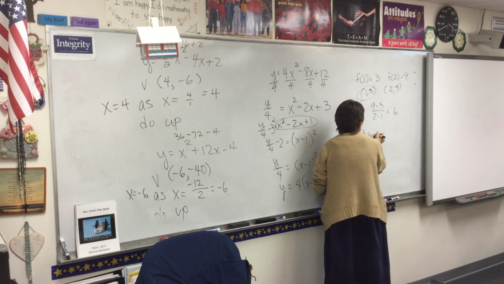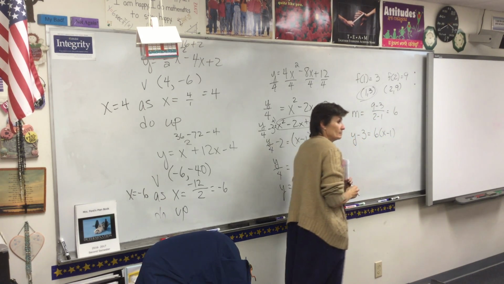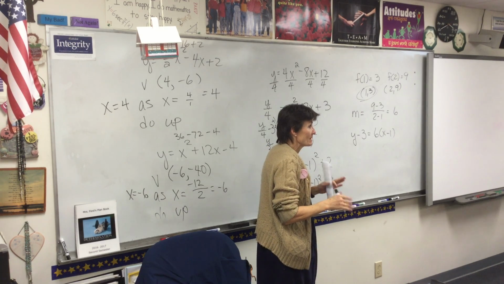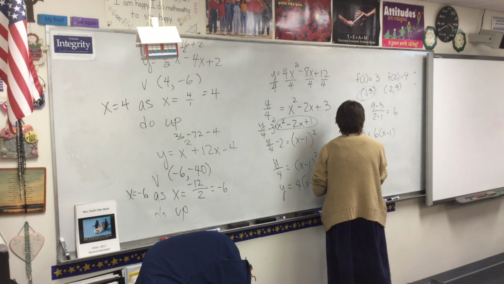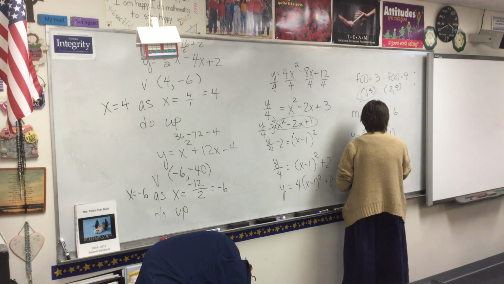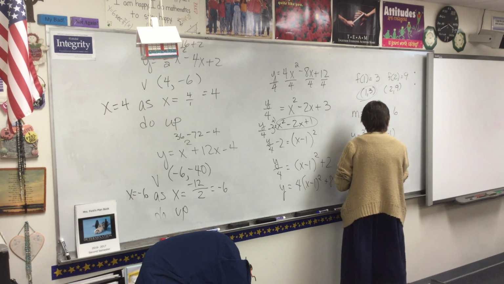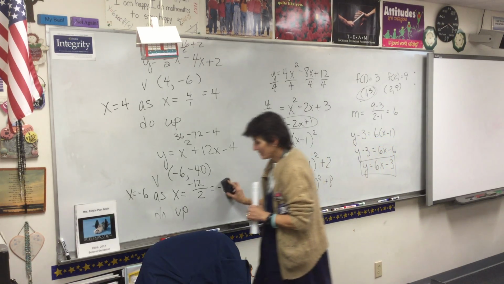Y minus 3 equals 6, x minus 1. Y minus y1 equals m, x minus x1, right, everyone? Yep. So y minus 3 equals 6x minus 6, and y equals 6x minus 3. And that is your line.